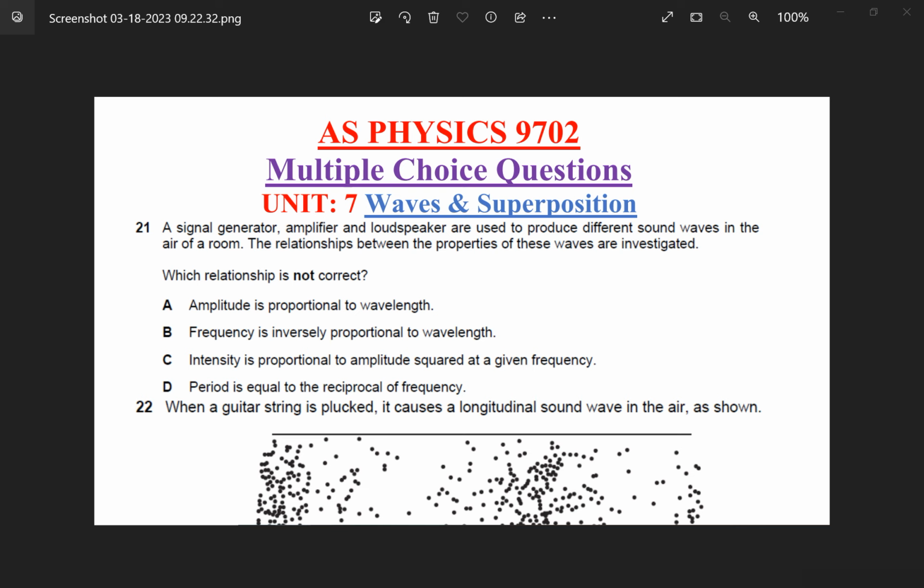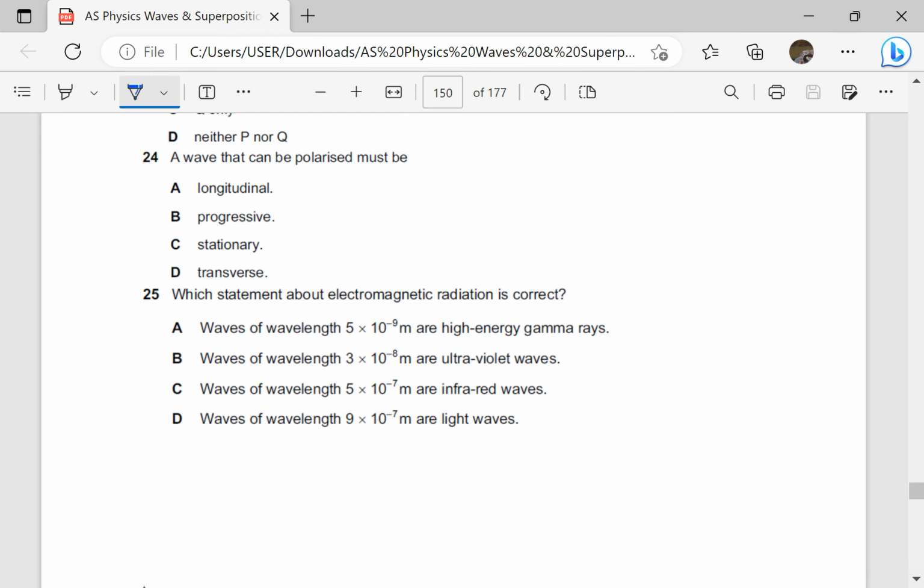IBM is here to bring you the last episode of Waves and Superposition. This is Multiple Choice Questions, Cambridge AS Physics 9702. We are dealing with paper one, Multiple Choice Questions, and without wasting any time, I want to take you to the last episode of Waves and Superposition. So let's go to the document.